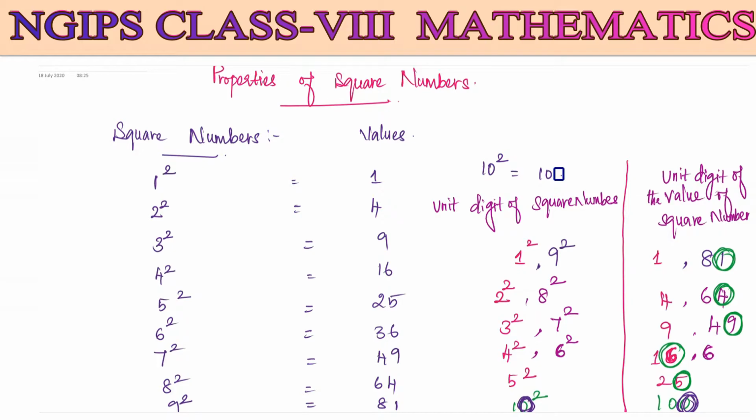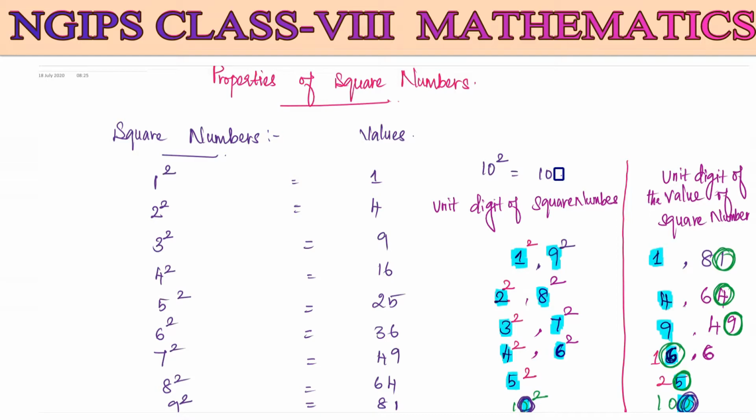When the unit digit of the number is 1 or 9, you are going to get the answer as 1. When you have 2 and 8, the unit digit is 4. When you have 3 and 7, we are going to get the unit digit as 9. When you have 4 and 6 as a unit digit for any number, you are going to get that value as 6. And when you have 5, you are going to get the value as 5. When it is 0, you are going to get the value as 0. This is what we need to remember here.